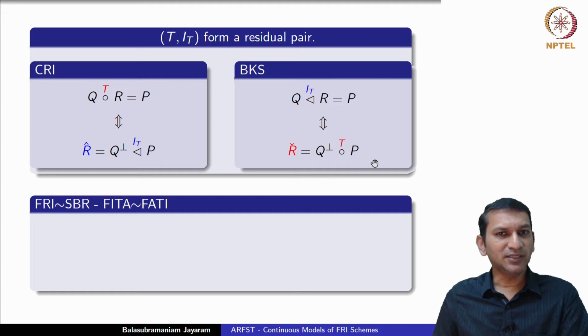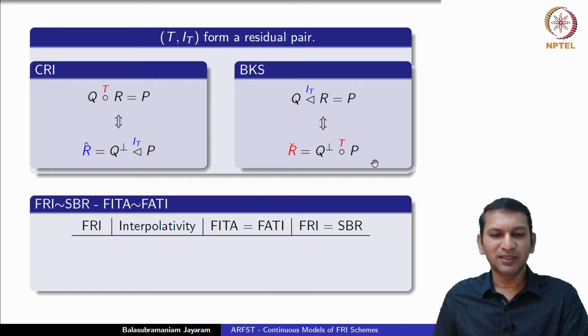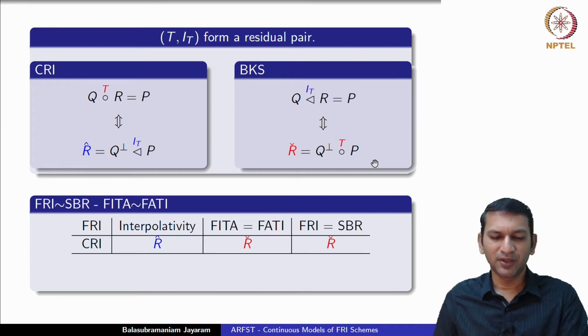Now, when we discussed the relationships between FRI and SBR, or the equivalence between theta and phi_T, we have again seen the role played by these two relations, R cap and R check. For instance, if we consider CRI, while interpolativity is ensured by R cap, for theta to be equivalent to phi_T, that is, the inference from theta to be equal to that of phi_T, and to be able to look at CRI itself as a similarity based reasoning scheme, what helped us was the R check relation.